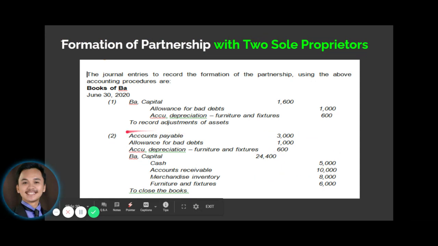Okay. By the way, later on, pag-recognize nato sa books, kanang mga items, mura gihapon ni ang atong gamiton pag-establish karon sa books of the new partnership.